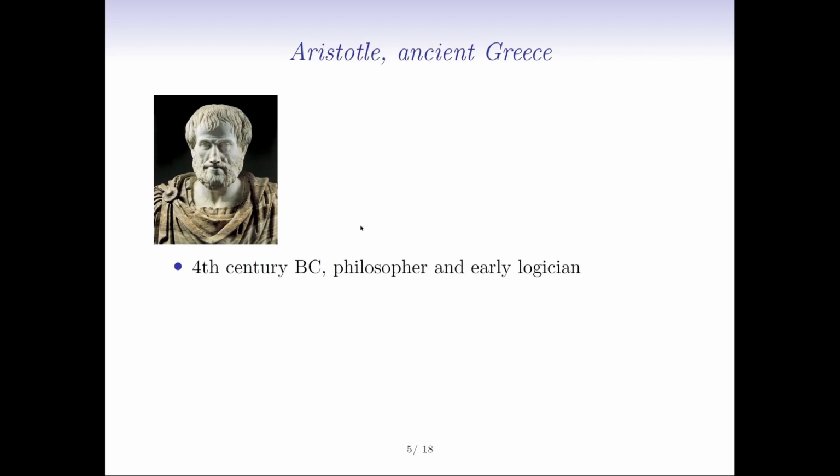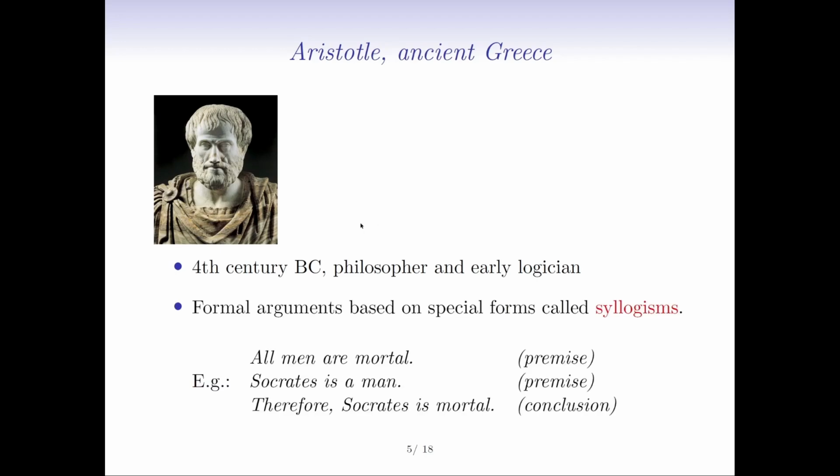And all the Aristotelian logic, as it is now known, was based on special argument forms which were called syllogisms. And here's one such syllogism. We have two premises, or assumptions, and then one conclusion which is drawn from those premises. The first premise is that all men are mortal. The second premise is that Socrates is a man. And given both those two things, the conclusion is, therefore, Socrates is mortal. If all men are mortal and Socrates is a man, then he must also inherit the property of being mortal.